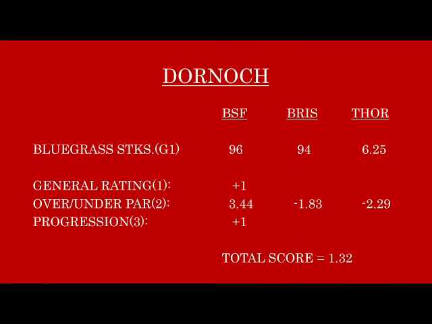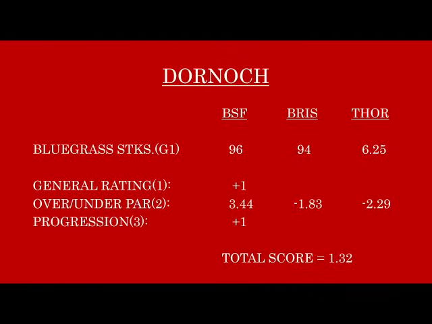Progression-wise, from the Thoro-Graph perspective, he does have a pattern that suggests he'd move forward. I am not going to give him a +2 because there's too many other things to worry about with Dornoch. But it is possible from a speed perspective only that he can move forward. So he gets a 1.32, which would put him right at the Mendoza line and just a hair above average in the field.